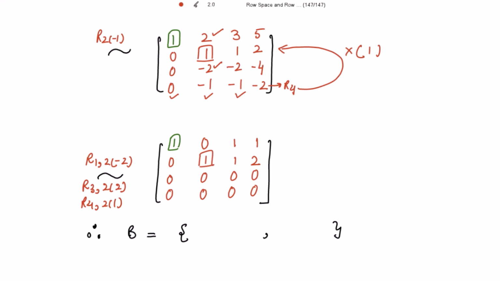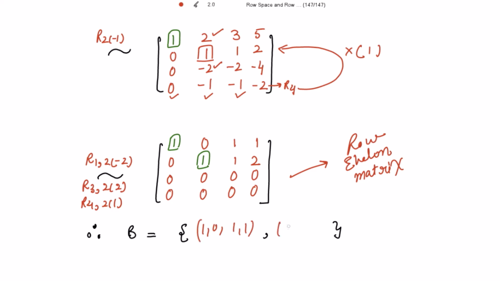and this to be our leading entry for the second row. And there is no need to find further leading elements because there are no non-zero rows now, right? Okay, so writing the bases. So this is your row echelon form matrix now. So therefore the bases for V are, from the first row we get 1 0 1 1 and from the second row we get 0 1 1 2. So this is a basis for vector space V. Alright, thank you.